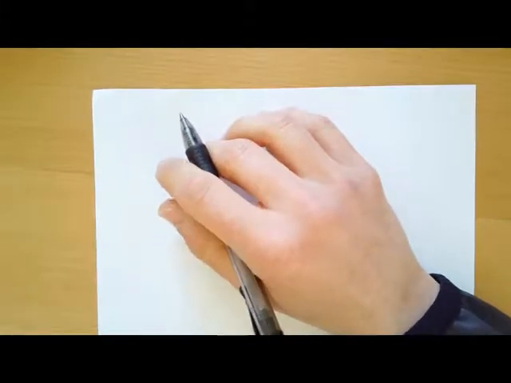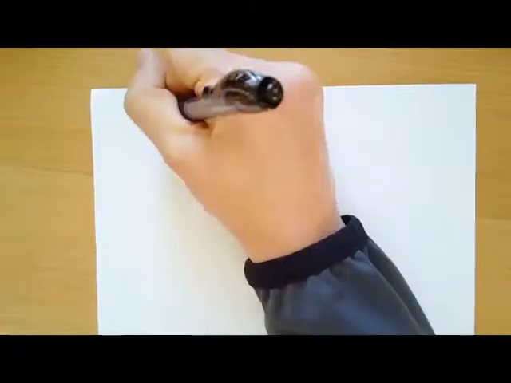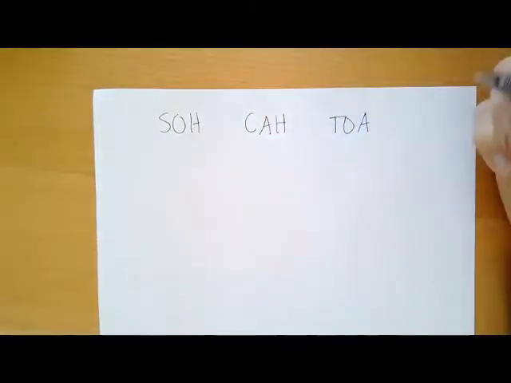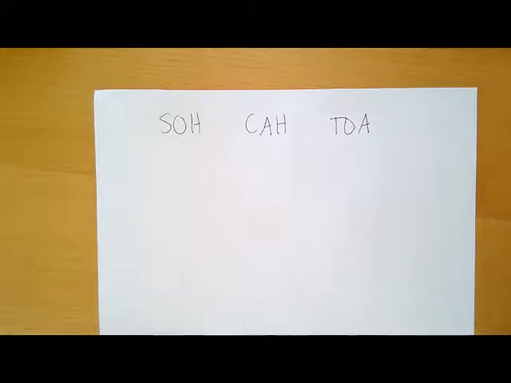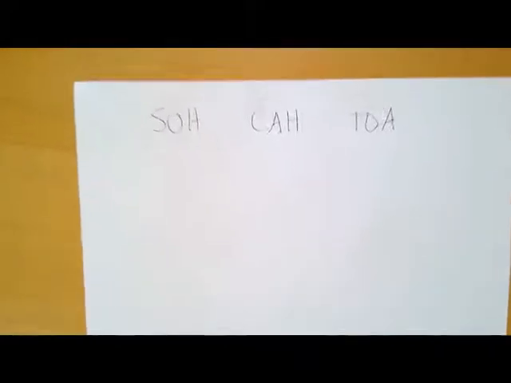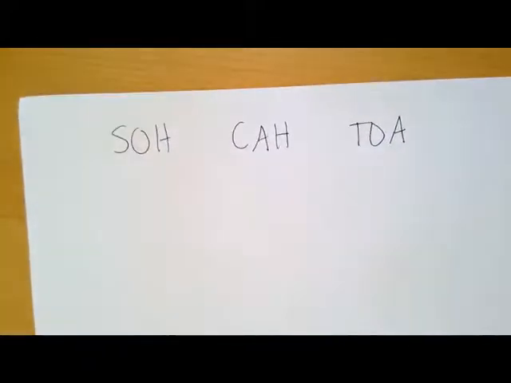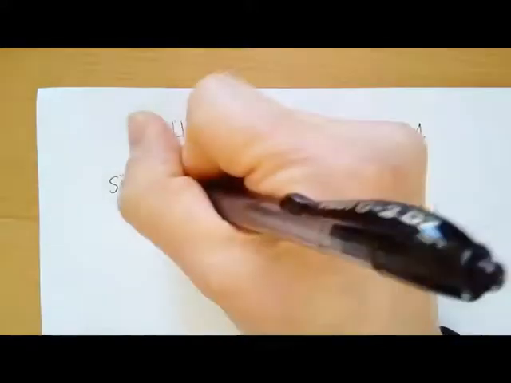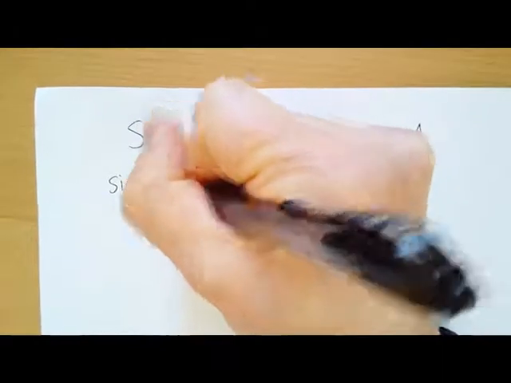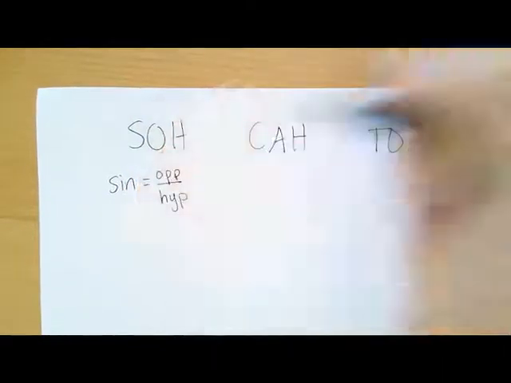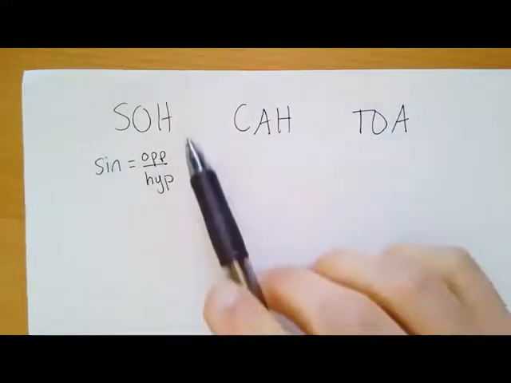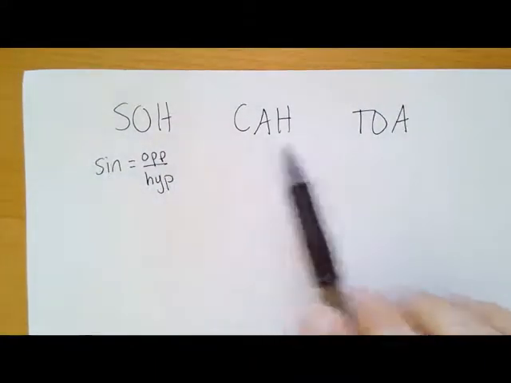So we're going to begin with what this stands for. SOH means the sine of an angle equals the opposite leg over the length of the hypotenuse. Ideally, what you'll do right now is pause the video and fill out something similar for this, and then come back to make sure you did it right. The CAH stands for cosine of an angle equals the adjacent leg over the hypotenuse. And TOA means the tangent.